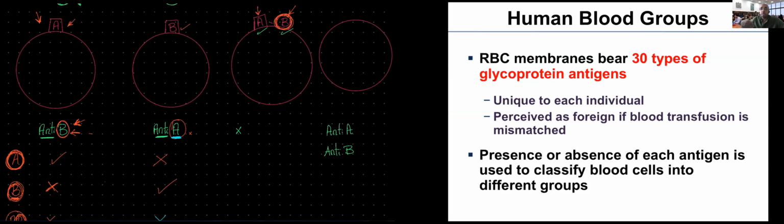What if I'm a blood group type AB? Can I get blood from an A blood type? Yes or no? Yes. Why? Because I'm getting antigen, and I don't have an antibody against this antigen, so there will be no problem. Can I get blood from a B person?